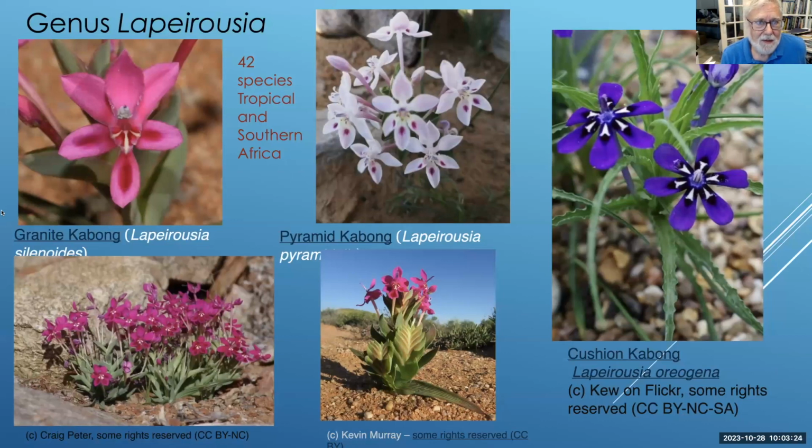Laperousea. Okay, it has 42 species. They're mostly tropical and really brightly colored. And they have very different styles of flowers. Like on the right, the purple one is almost radially symmetrical. And the one on the left is bilaterally symmetrical.